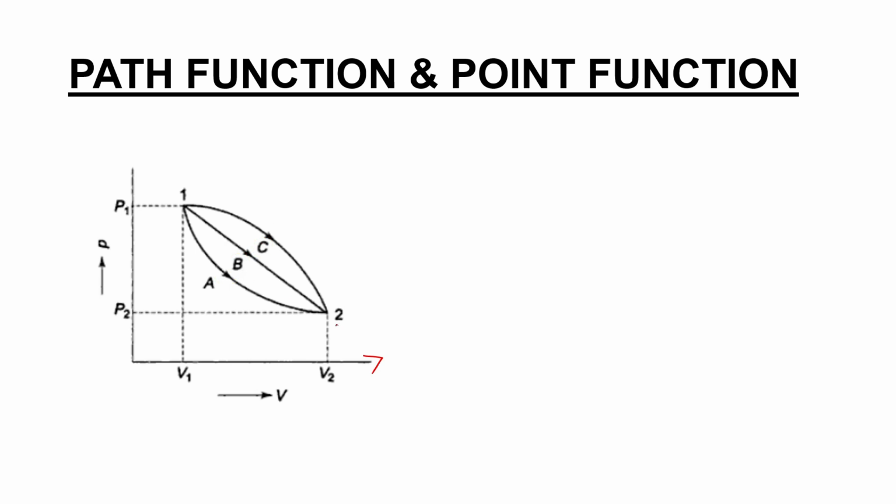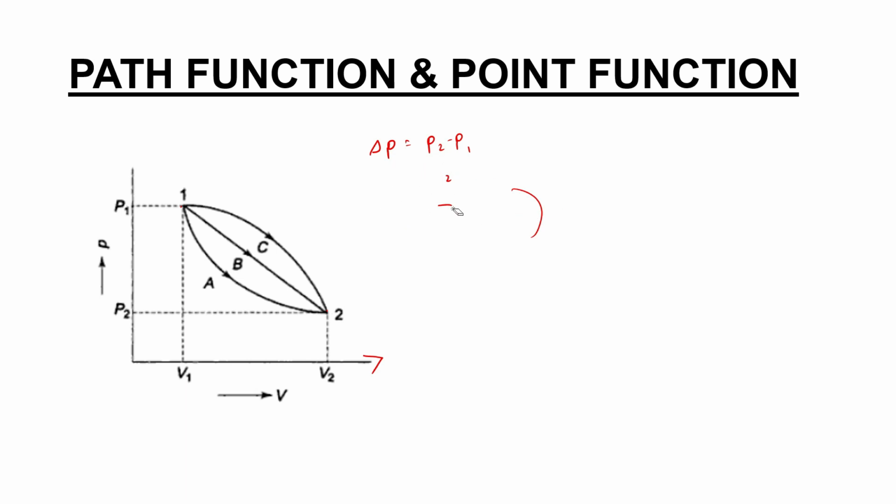So if you check the change in pressure and change in volume between state 2 and state 1, the change in pressure depends only upon P2 minus P1, and for volume it is V2 minus V1. That means pressure and volume do not depend upon the path. They depend only on the end points, so they are called point functions. All properties, pressure, volume, temperature, etc., are point functions.